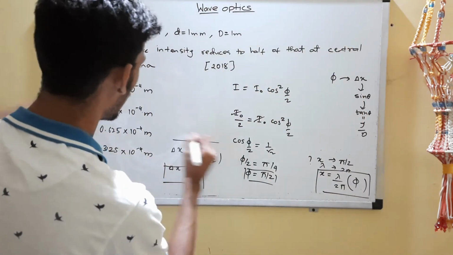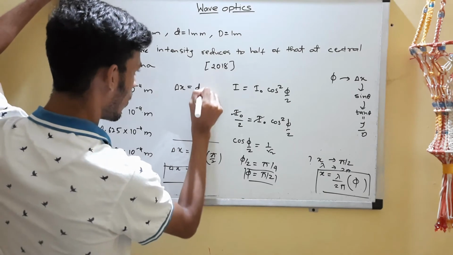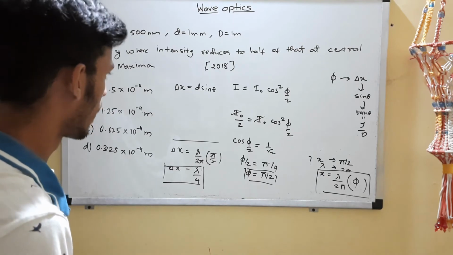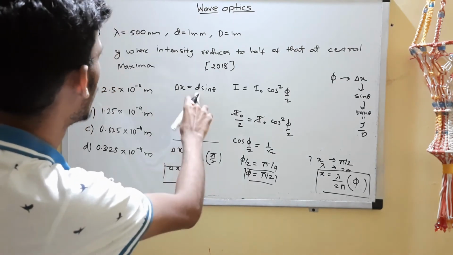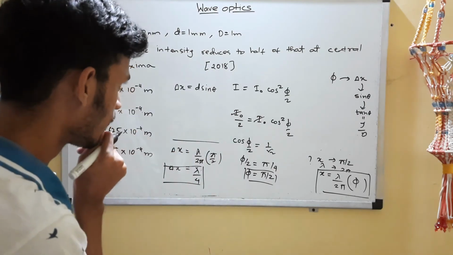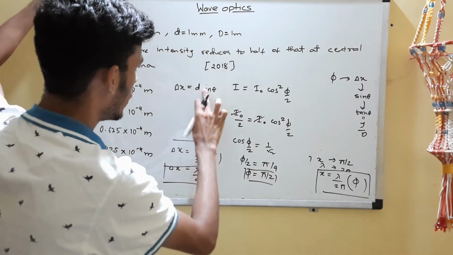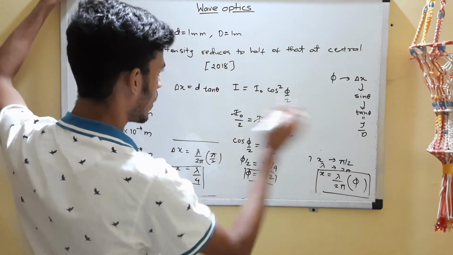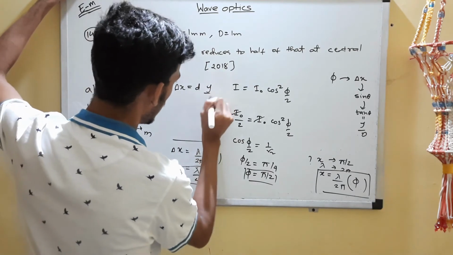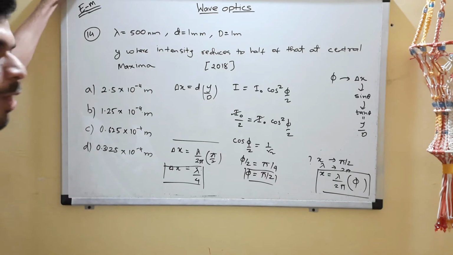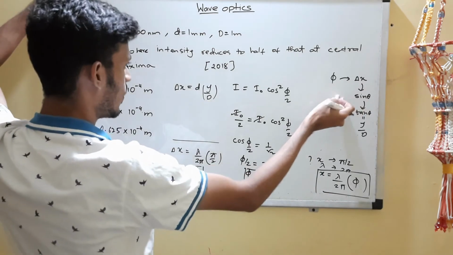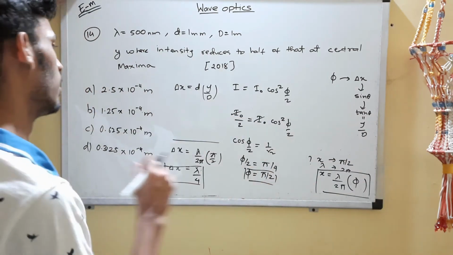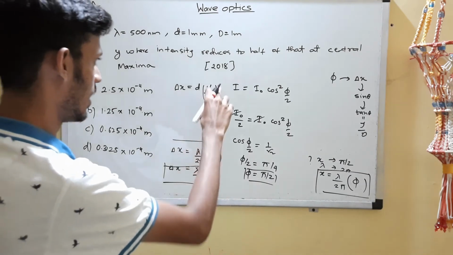What is the next step? Go for sine theta. This is a long procedure, but it is a special type of question. You should remember this. Now delta x we have, we also have d. Let's find sine theta. In fact we can put sine theta equal to tan theta, right? Let's not waste time in this. And tan theta we can put equal to y by d, because theta is basically very, very small. For that condition you can equate sine theta to tan theta, and tan theta we know as y by d. So I've skipped the final three steps and directly written tan theta as y by d.